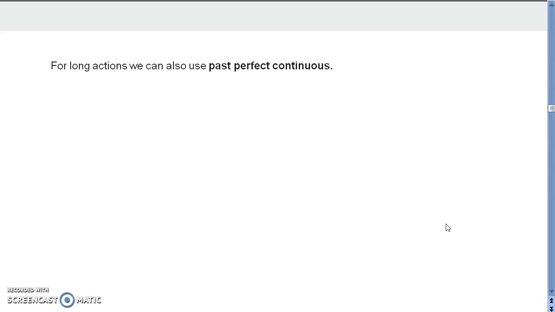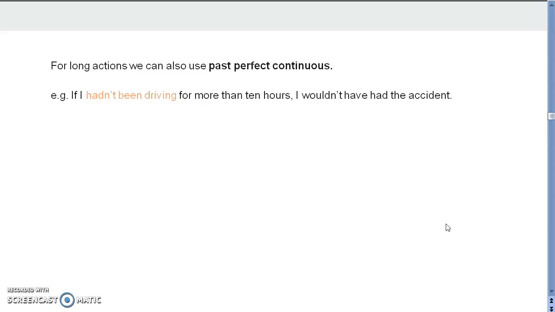So let's check some details about past conditional. For example, you can also sometimes use past perfect continuous. So for you, I have an example sentence. If I hadn't been driving for more than 10 hours, I wouldn't have had the accident. So again, if you analyze the sentence, in the past I had an accident because I had been driving for more than 10 hours that day. So as a result of this, I had the accident.